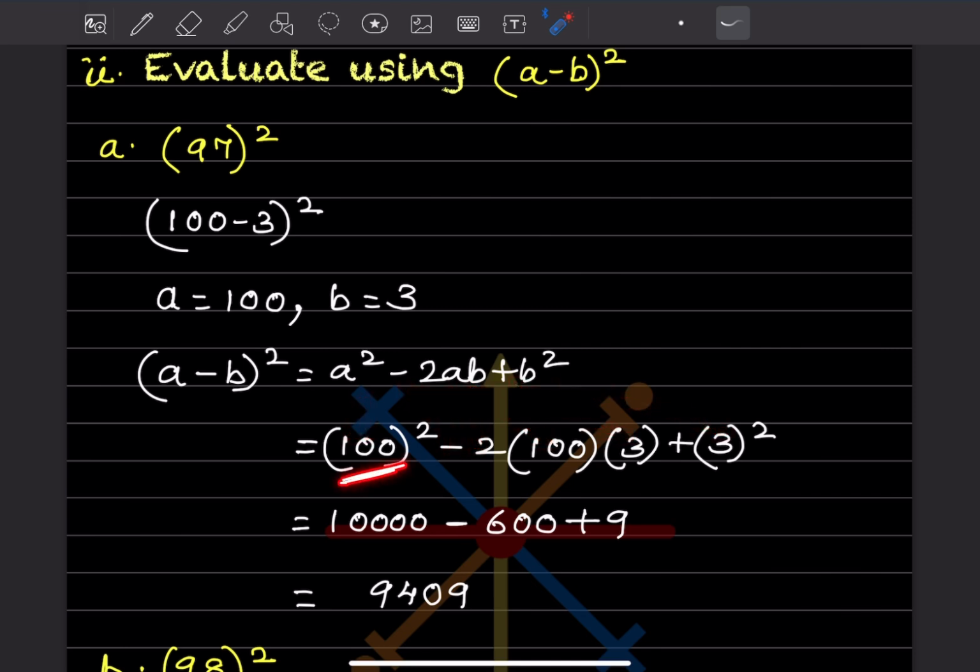So this is going to be 10,000. This is going to be 600, but that will be minus 600, this together. And this is going to be 3 square, which will be 9. So here either you add this one and then subtract it, or you subtract it and then add. That is going to be 9409.